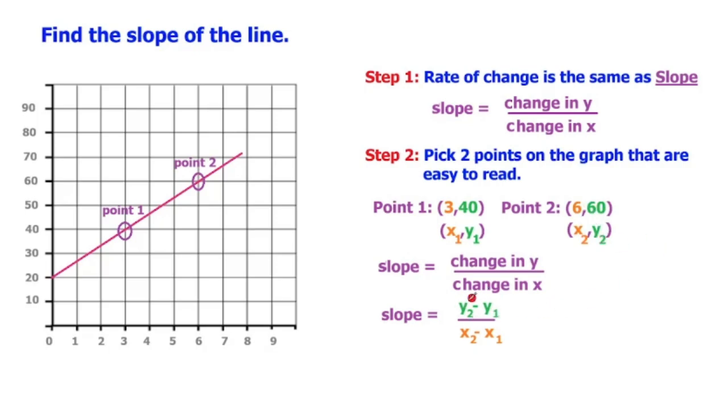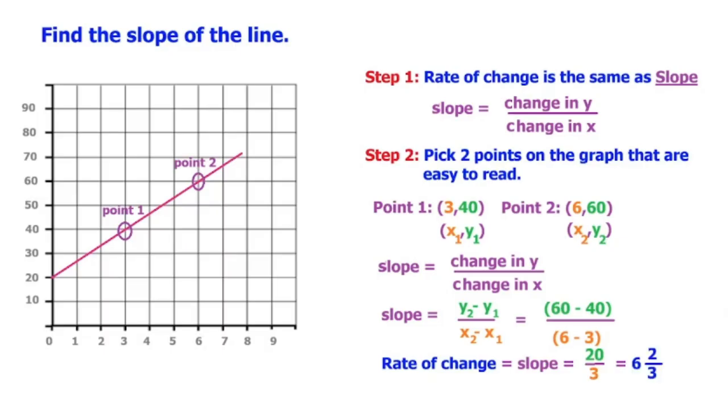Okay, so then we just plug in the numbers. So y2 minus y1 is 60 minus 40. And then x2 minus x1 is 6 minus 3. Okay, and then you just calculate that out and you get the rate of change equals the slope, which equals 20 over 3. And you could change that into a mixed number. So it'll be a whole number with a fraction. So 6 2/3. And that's it.